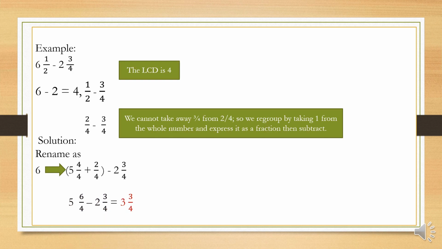Then solve. We have 5. 4 plus 2 equals 6 over 4. So 5 and 6/4 minus 2 and 3/4. Let's subtract first the whole number. 5 minus 2 equals 3. Then 6 minus 3 equals 3. Copy the denominator 4. The final answer is 3 and 3/4.